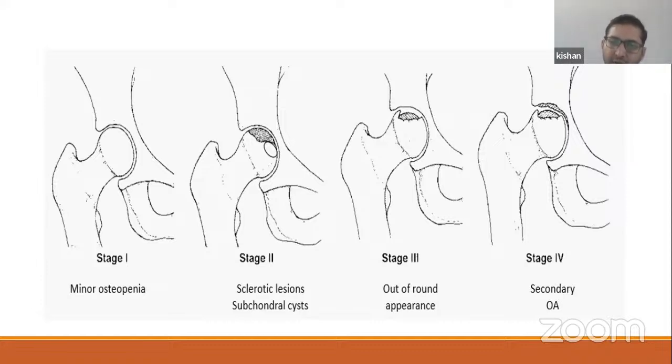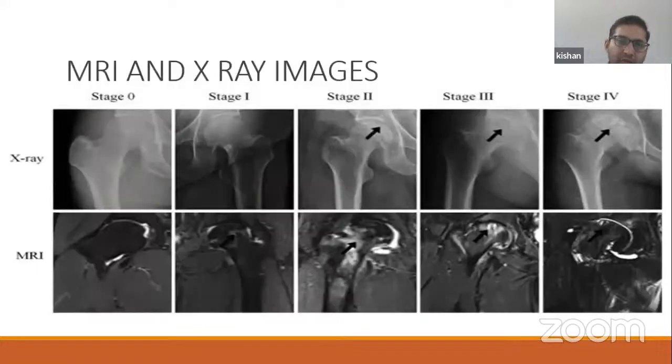The femoral head loses its spherical shape, so an out-of-round appearance is stage 3. In stage 4, friction forces between the atypical femoral head and the acetabulum can cause the loss of the cartilage on both sides, and secondary osteoarthritis can develop. So first we have the X-ray images and second the MRI images. In stage 0, we cannot see almost any changes in the X-ray and even in the MRI.